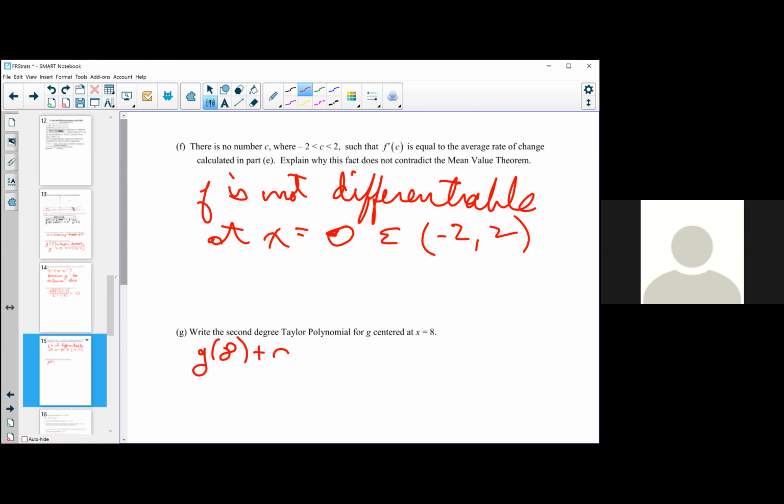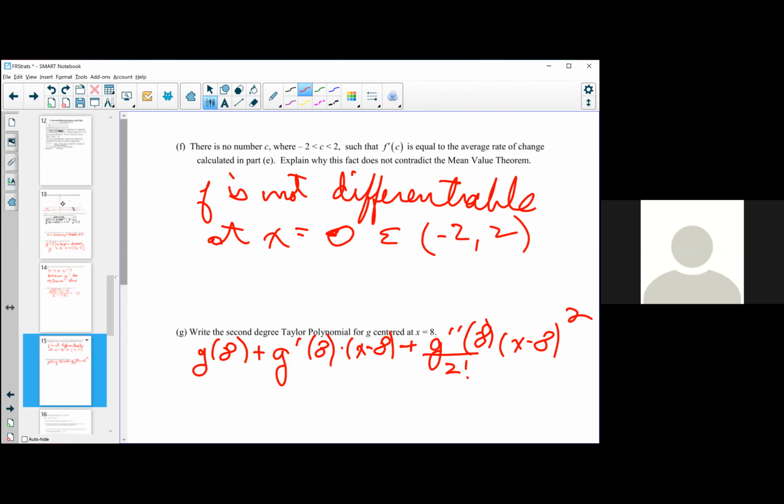plus g prime of 8 times x minus 8 plus g double prime of 8 over 2 factorial times x minus 8 squared. Okay. Then what you have to do is calculate what each one of these numbers is.